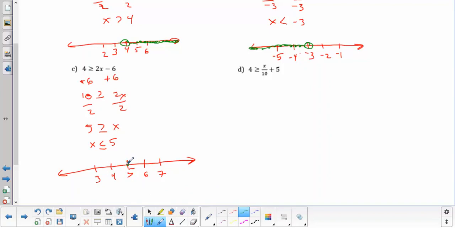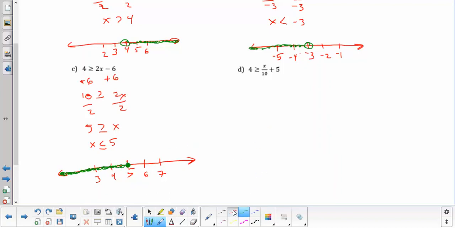Since it says equal to, we're going to do a solid dot this time. Values which are less than 5, 3 and 4 are less than 5. So that's why we're going to shade over here. 6 and 7 are not less than 5, so we are not going to shade to the right. So if you're a little confused as to how we're shading, that's the reason why, and that is finished.